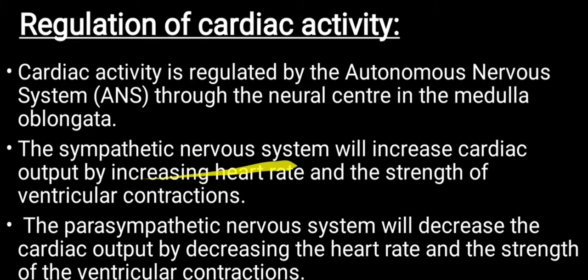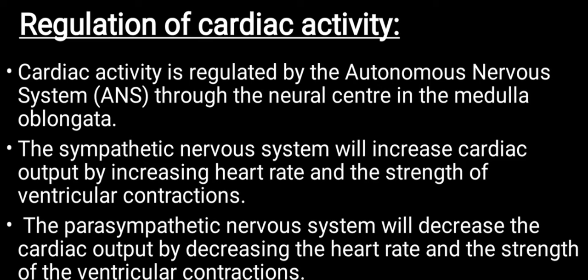The sympathetic nervous system will increase the cardiac output by increasing the heart rate and the strength of the ventricular contractions. Whereas the parasympathetic nervous system, as I had already told, will act antagonistic to the sympathetic nervous system. It will decrease the cardiac output by decreasing the heart rate and the strength of ventricular contractions.